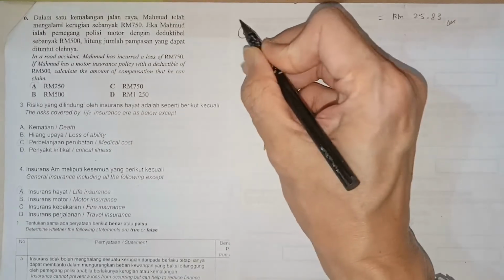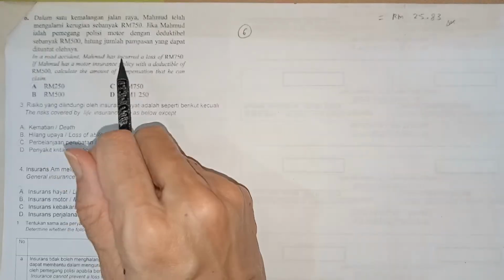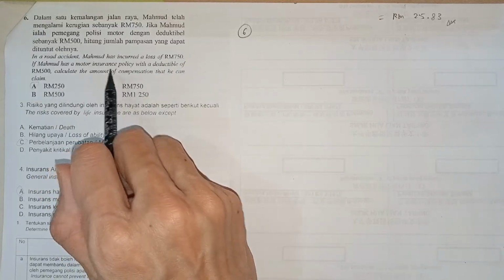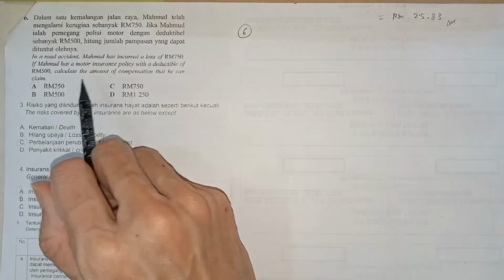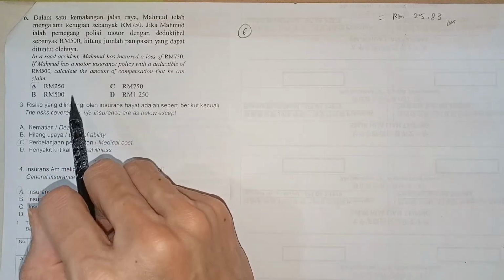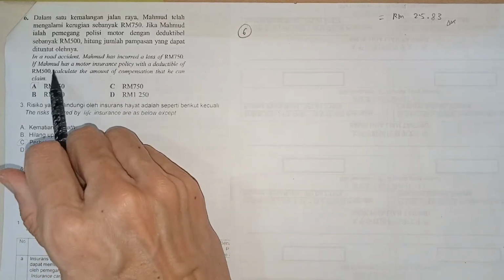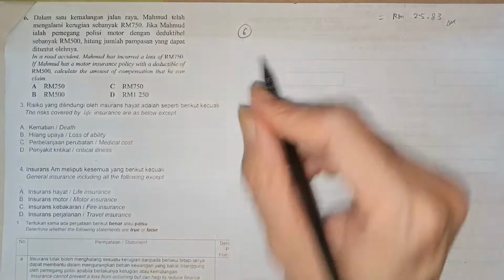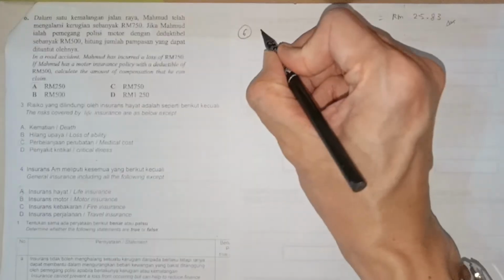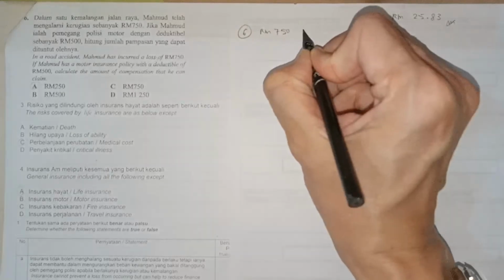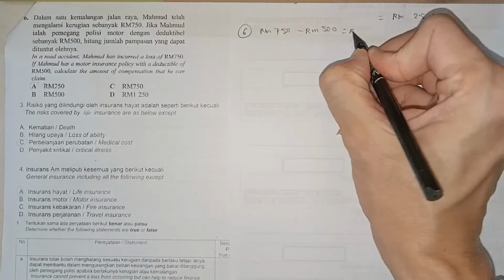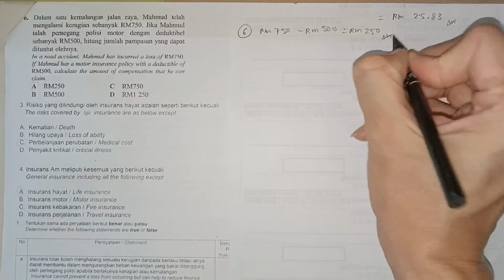Number 6. In a road accident, Mahmud has incurred a loss of 750. If Mahmud has a motor insurance policy with deductible of 500, calculate the amount of compensation that he can claim. So this deductible, the insurer won't pay. So amount of loss 750 minus the deductible 500, so you get 250. So answer is A.